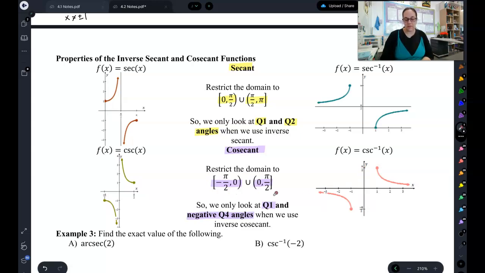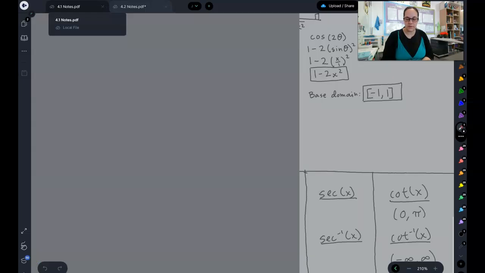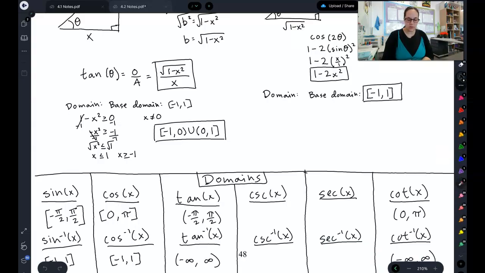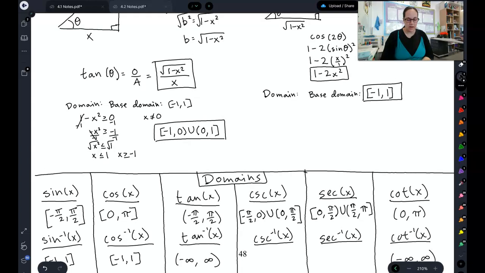Cosecant, negative pi halves to pi halves, just don't include 0. Secant, 0 to pi, just don't include pi halves. So cosecant, negative pi halves to 0, 0 to pi halves. Basically the same as sine, just don't include 0. Secant, 0 to pi halves to pi. Basically same as cosine, just don't include pi halves.